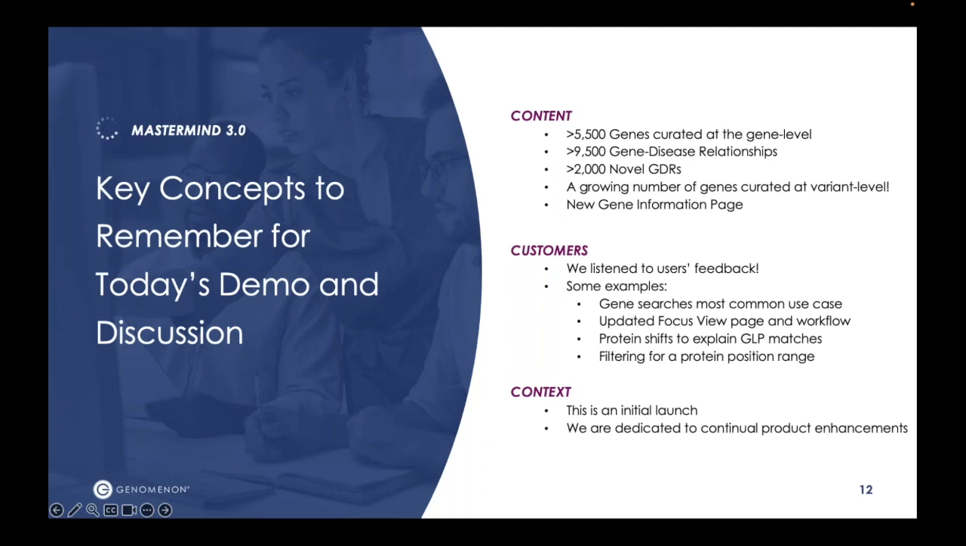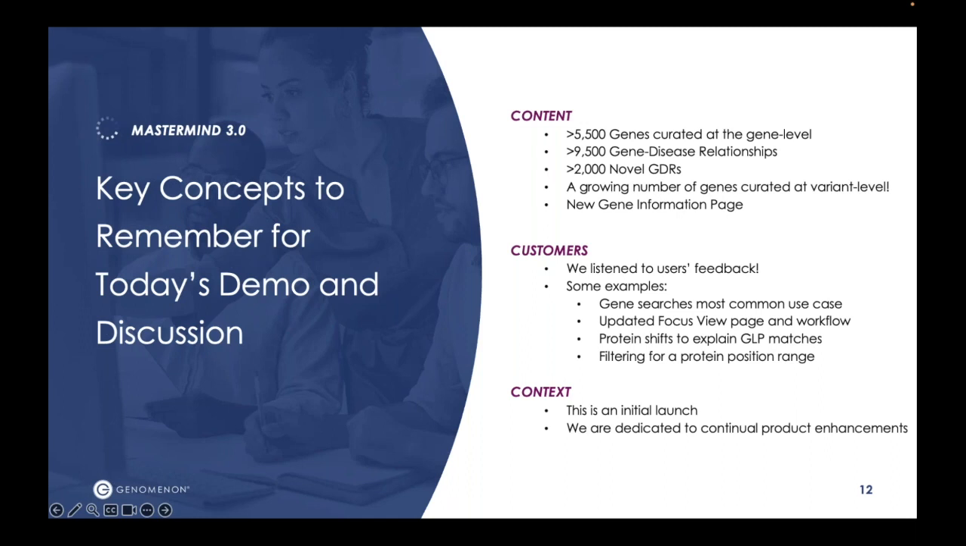Some key points that I want you to look out for as my colleagues Denice and Betty run through a demonstration of the functionality and a discussion of the content in Mastermind 3.0. First is the magnitude of content. Over 5,500 genes curated at the gene level, over 9,500 total gene-disease relationships, with over 2,000 of them being novel gene-disease relationships, and our ever-growing list of genes curated at the variant level. This incredible information is displayed on our new gene page, which Denice will review.